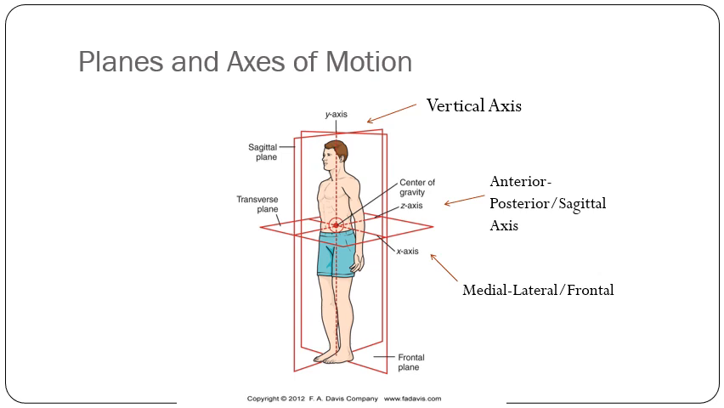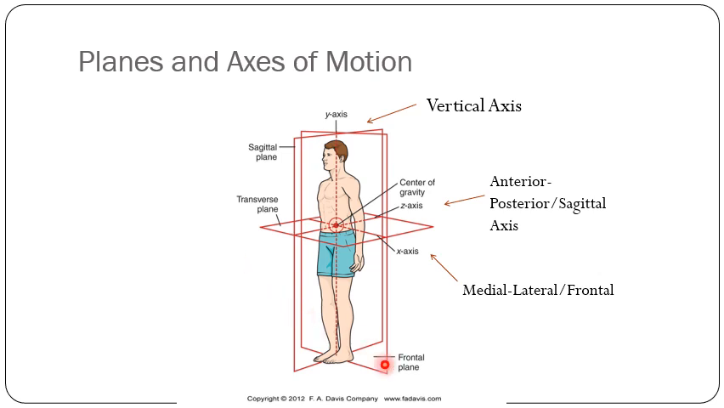When we're talking about the planes, we have the frontal plane, which divides the body into front and back, okay? You can see the frontal plane here divides the body into front and back. You have the sagittal plane, which divides the body into right and left halves. And you have the transverse plane, which divides the body into top and bottom. So movement goes through a plane.